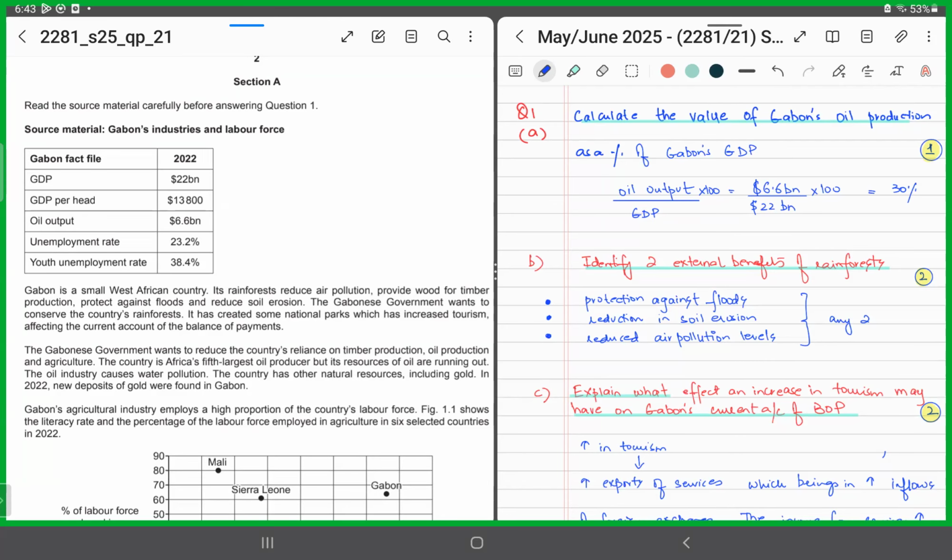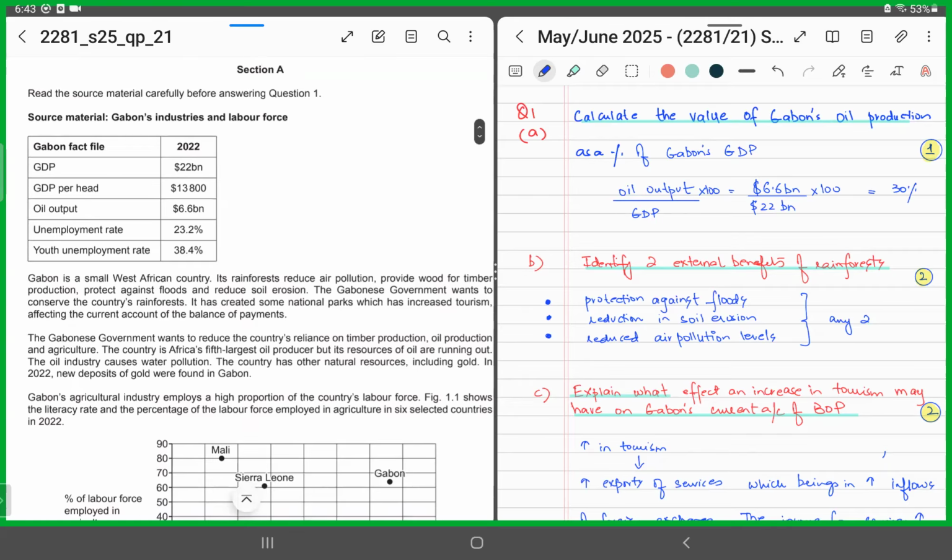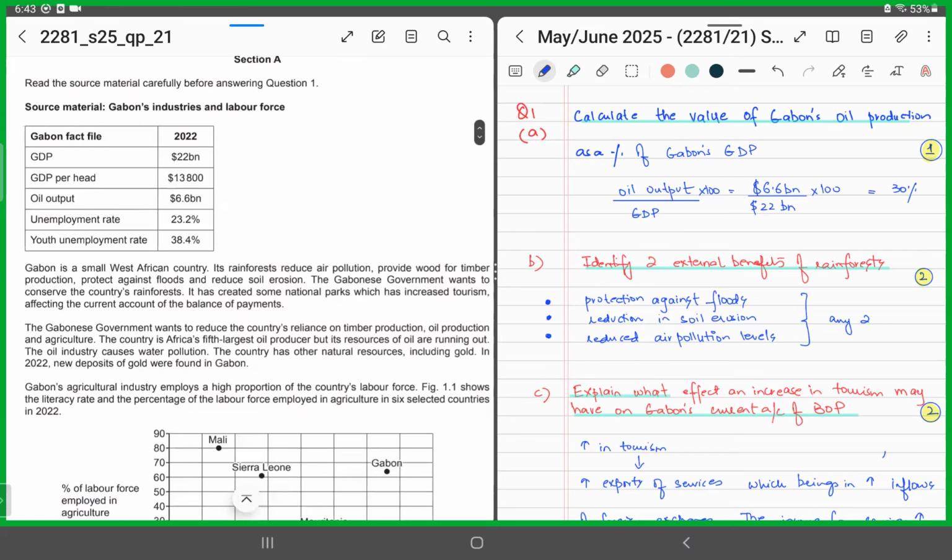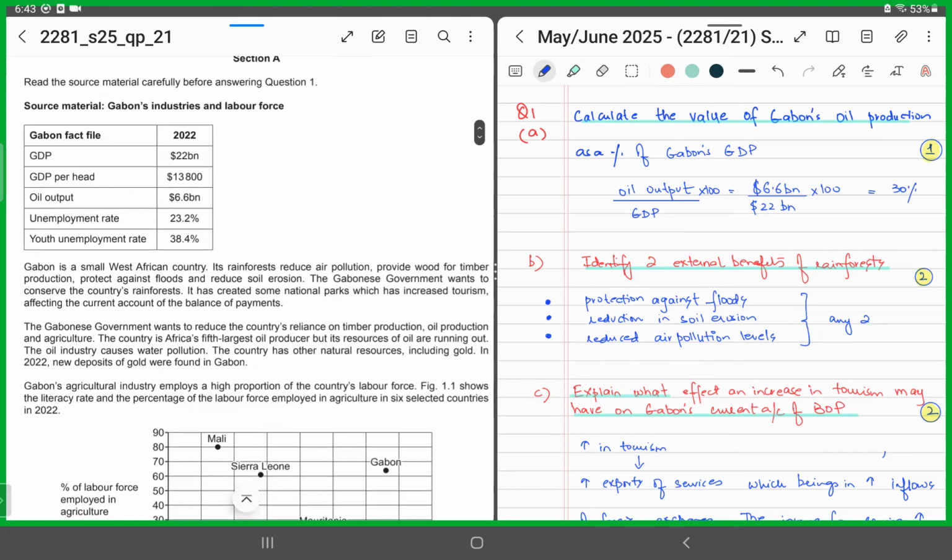Looking at the source material, first they've given us a table. We've talked about Gabon's industries and labor force. The fact file displays information for the year 2022. It talks about the GDP that stands at $22 billion, and the GDP per head, which is $13,800 per person. The oil output produced by Gabon in 2022 was around $6.6 billion.